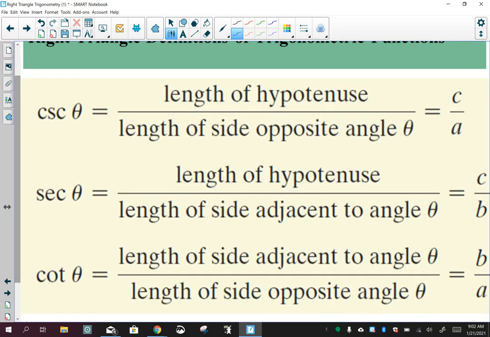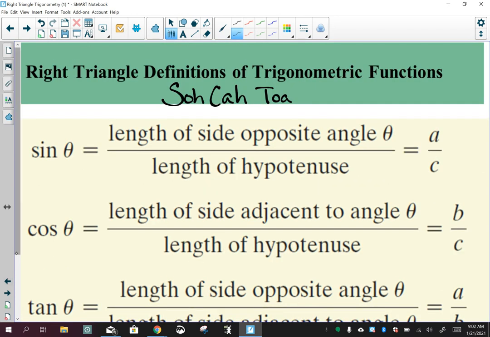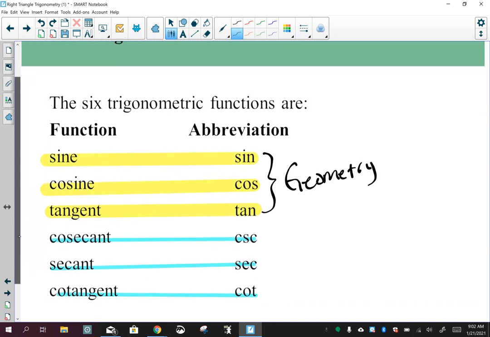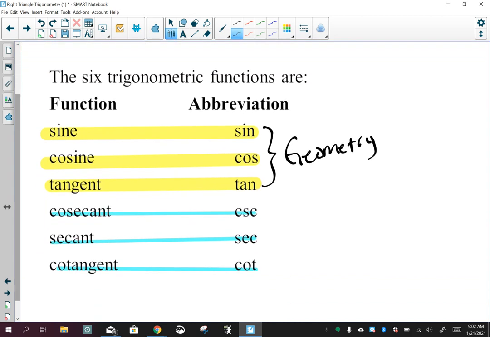If you're looking at the 3 new ones, it's the same thing. Cosecant is the reciprocal of sine. Let me go back a slide here. When you're looking at these, you have pairs that go together as reciprocals of each other. Sine goes with cosecant, cosine goes with secant, and tangent goes with cotangent.